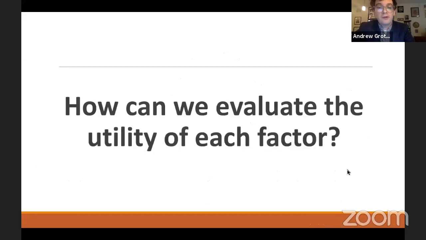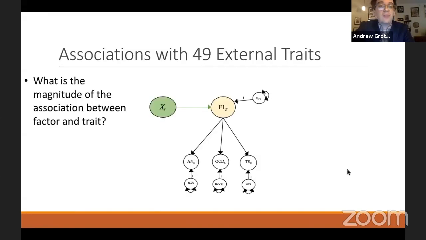Having fit these 2 models, we then wanted to use different sets of analyses to actually evaluate the utility of each of these factors for understanding shared biology or risk factors across these different disorders. We did that in a number of ways. One of them being that we examined associations with 49 external traits that we deemed relevant to psychiatric disorders. We were asking 2 questions with these results. One, we were examining what the association was between a given trait X that I'm showing here in green and an individual factor like the compulsive disorders factor.